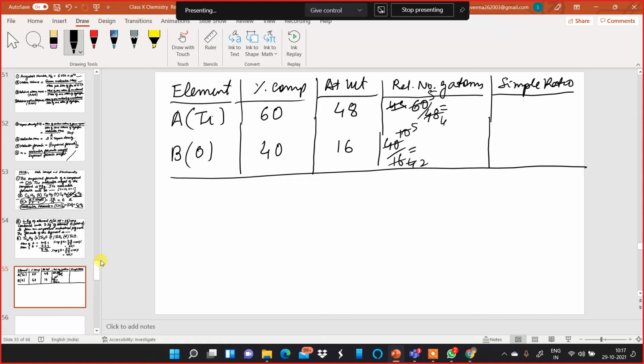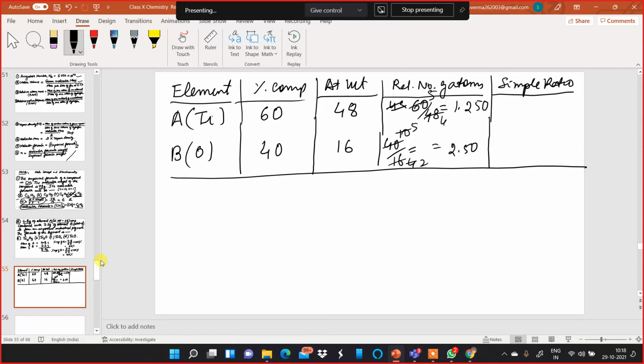5 by 4 is coming how much? Work up to 3 decimal places. 5 divided by 4 is 1.25, so 1.250. Excellent. And 5 by 2 is 2.5, so 2.500.